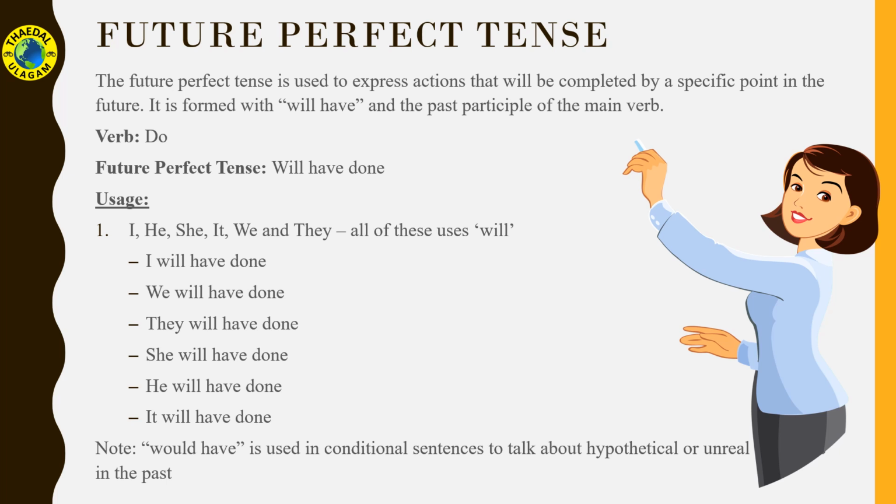I, he, she, it, we, and they, all of these use will. I will have done. We will have done. They will have done. She will have done. He will have done. It will have done. Note, you might have a question here.